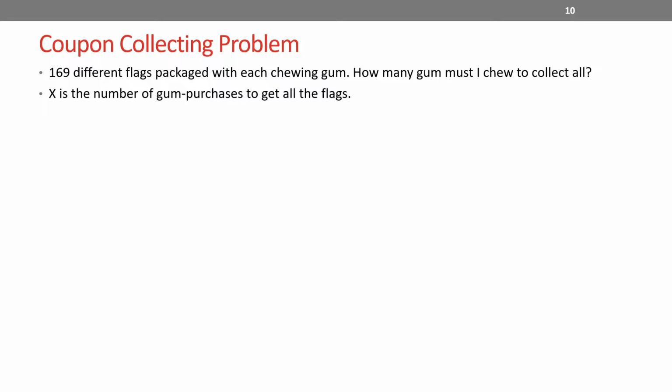So essentially the problem is telling us that there are 169 different flags that are packaged with each chewing gum by a chewing gum manufacturing company. How many gum must I chew to collect all of them? Let's assume that X is the number of gum purchases to get all the flags. So I really need to get all the flags. My success is going to be when I get a new flag. So that's how I'm trying to solve this problem.